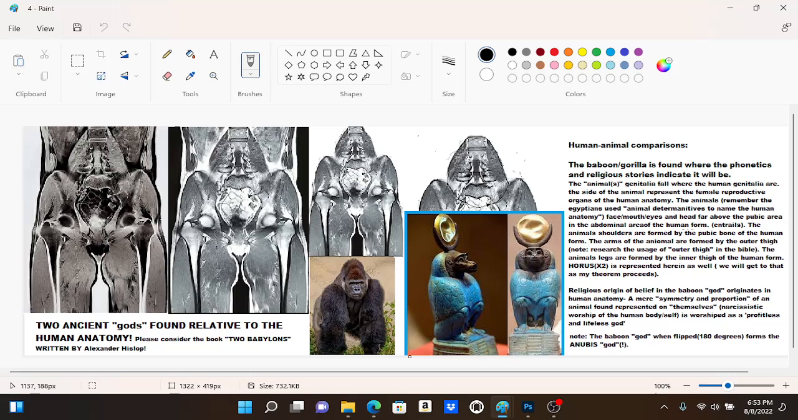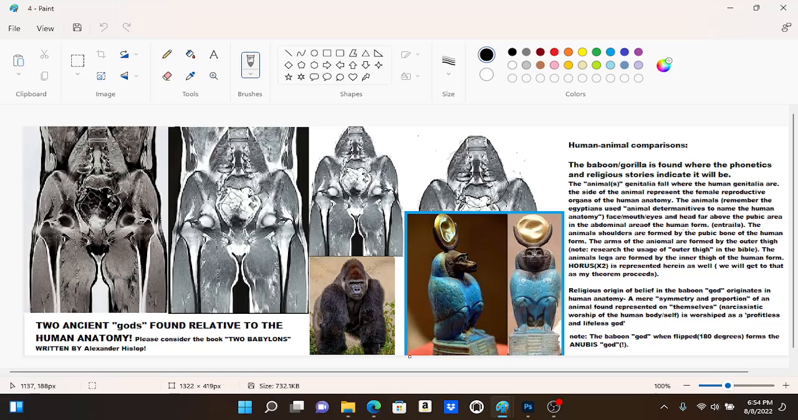And of course, the head and the eyes all fall in where inside the body, as from an organ standpoint, is located the entrails. And of course, remember, this baboon god was referred to as being associated with the entrails. It says the animal's shoulders are formed by the pubic bone of the human form. Look at the images and you'll see that.